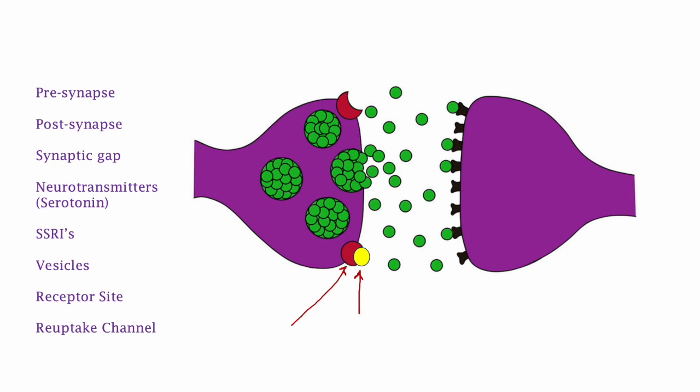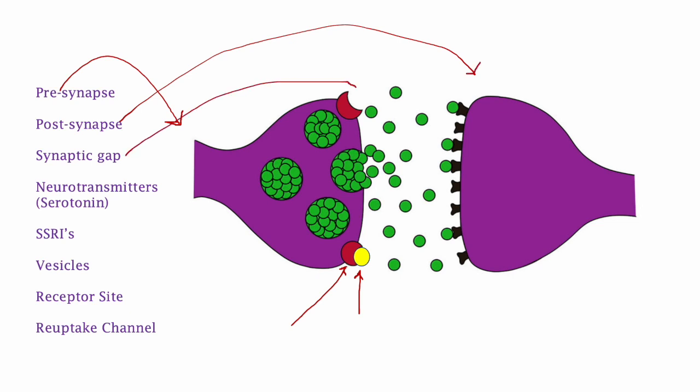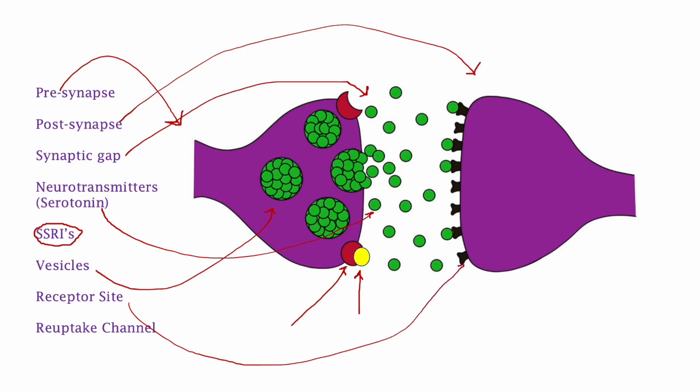So again, let's take these terms. Pre-synapse, let's label that to the left-hand side. Post-synapse is the structure on the right-hand side. You've got your synaptic gap, which is the gap between the pre and the post-synapse. You've got your neurotransmitters, your serotonin, which is the green circles. SSRIs I will come back to give you an opportunity to think about which one that might be. You've got your vesicles in your pre-synapse, which house your neurotransmitters. The receptor site on the post-synapse, where serotonin binds to allow the message to continue down the post-synapse.